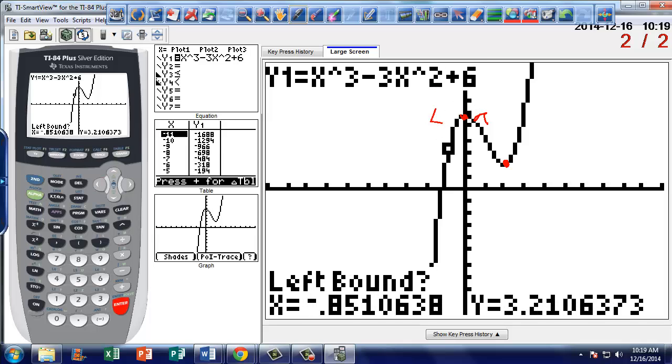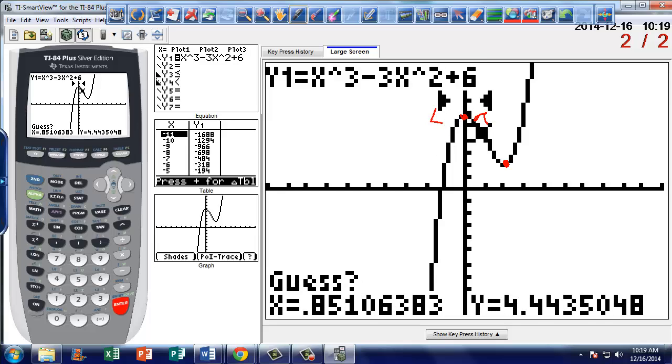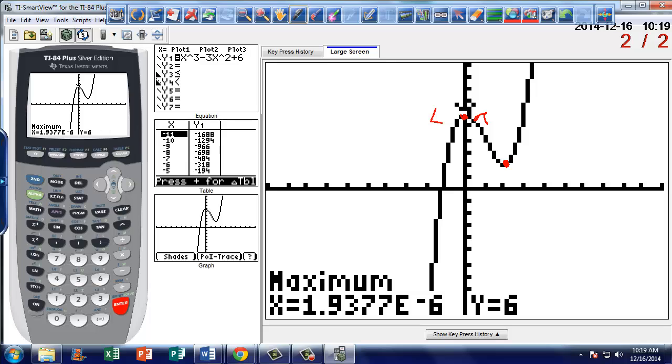This is good. Hit enter. Scroll over. This is good. Hit enter. Enter again. Okay, that's it. Now look at this number. This is what I was talking about that one time in class. 1.9 times 10 to the negative 6 is this number.